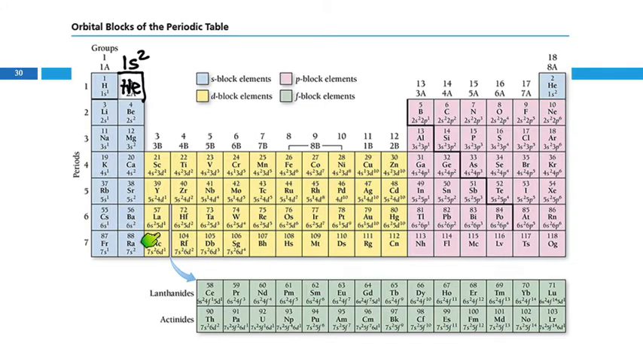The D block, the D sublevel has 5 orbitals. How many electrons can it hold? 10. Look at this. 1, 2, 3, 4, 5, 6, 7, 8, 9, 10. F. How many orbitals in an F sublevel? 1, 3, 5, 7. 14. 14 electrons. 1, 2, 3, 4, 5, 6, 7, 8, 9, 10, 11, 12, 13, 14. What?